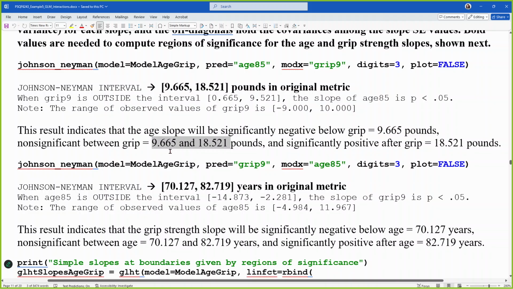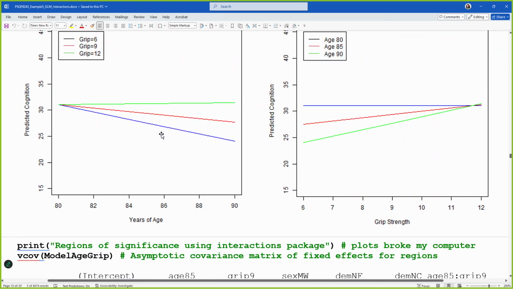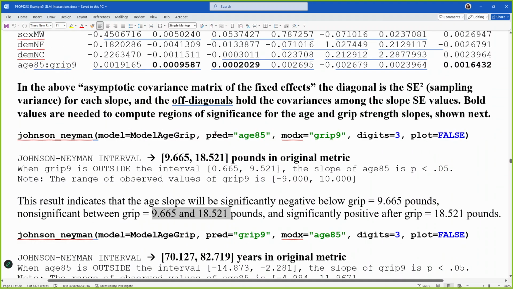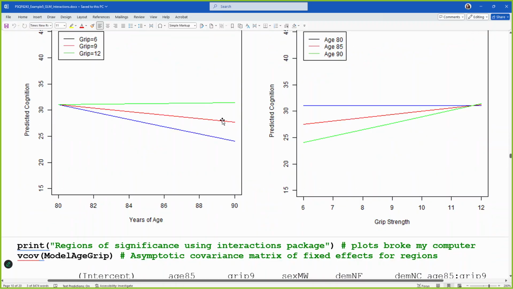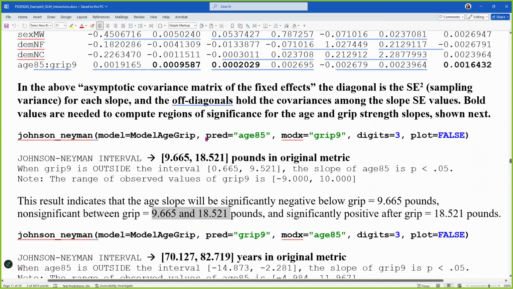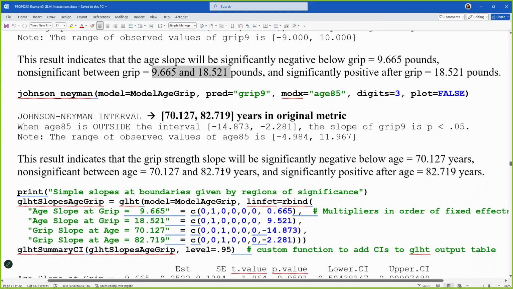So let's look at the plot with respect to that. So here's age. So we figured out that a grip that is 9, what is it? I just lost it. Significantly negative below 9.6. So this red line here is right at 9. So just above it, any moderator value that is lower than that is going to have a negative age slope. But if you follow up past green, what's going to happen if I kept going? It flips up to positive. So then it says where it flips to positive is after 18 pounds. Well, in this sample, I don't think anyone had 18 pounds.